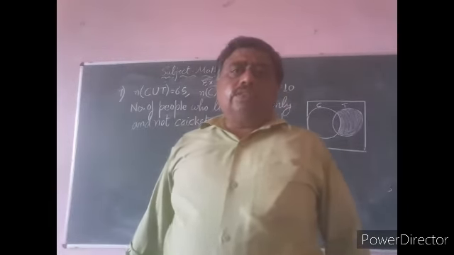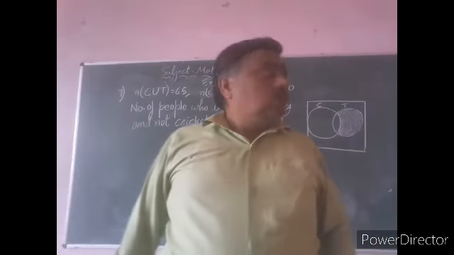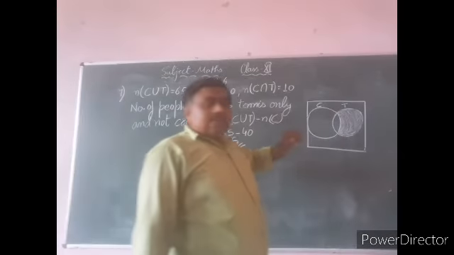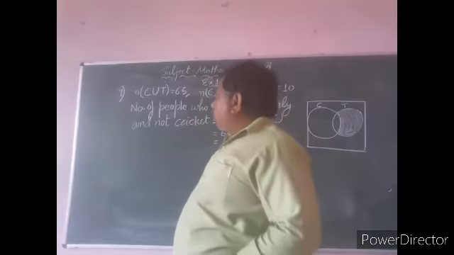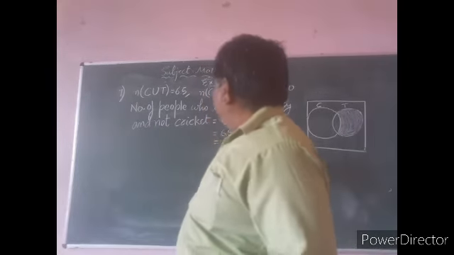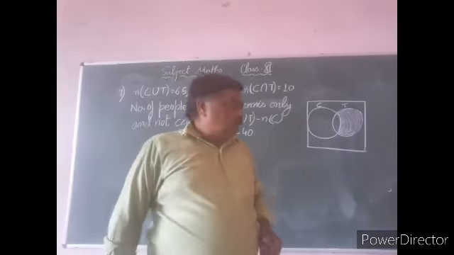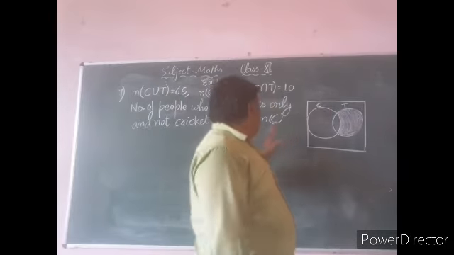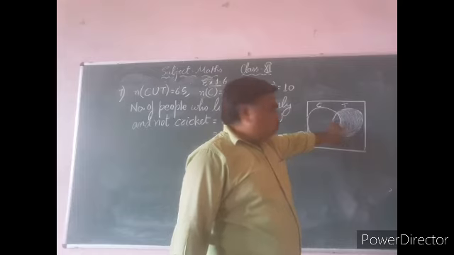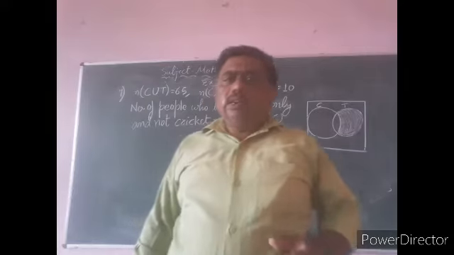One more question is there in this: how many like tennis? Two ways are there. Either you apply the formula n(C union T) is equal to n(C) plus n(T) minus n(C intersection T), or in this you add C intersection T, you will get this portion, that is n(T).